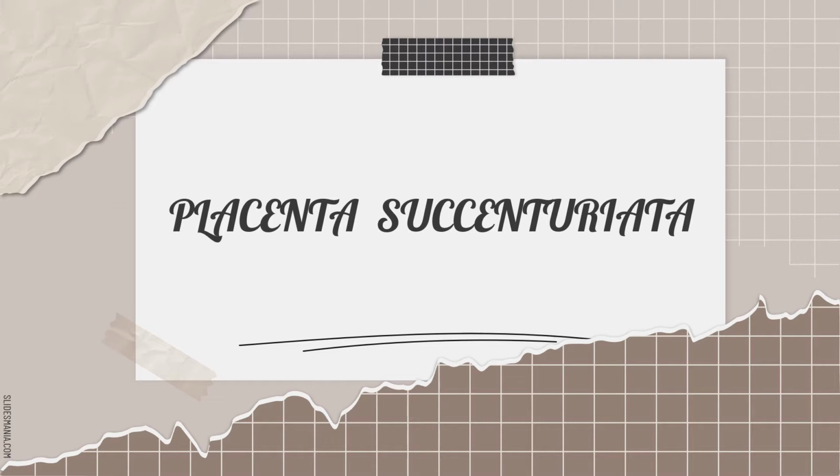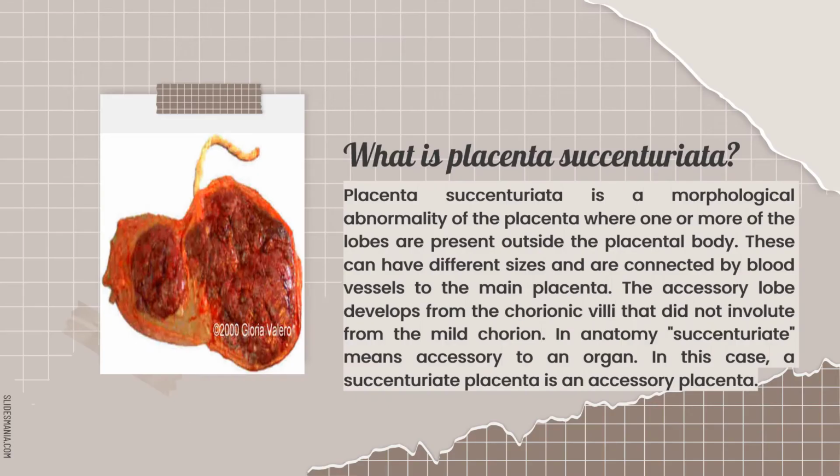Placenta succenturiata. So what is placenta succenturiata? Placenta succenturiata is a morphological abnormality of the placenta where one or more of the lobes are present outside the placental body. These can have different sizes and are connected by blood vessels to the main placenta. The accessory lobe develops from the chorionic villi that did not involute from the chorion laeve. In anatomy, succenturiate means accessory to an organ. In this case, a succenturiate placenta is an accessory placenta.